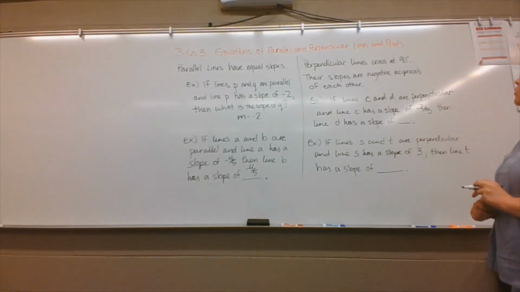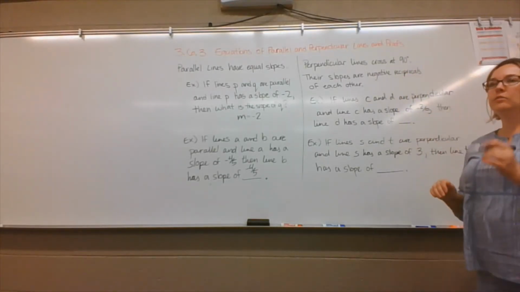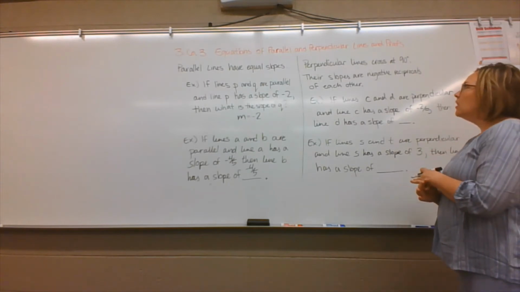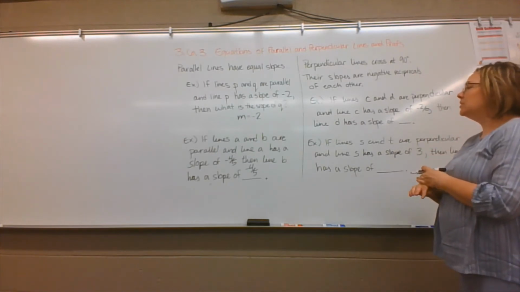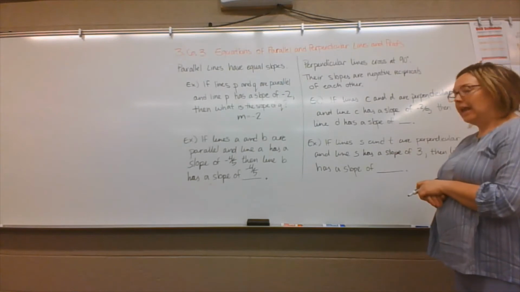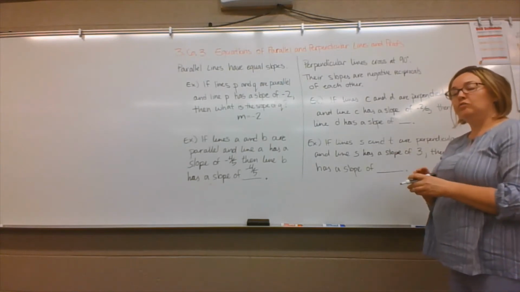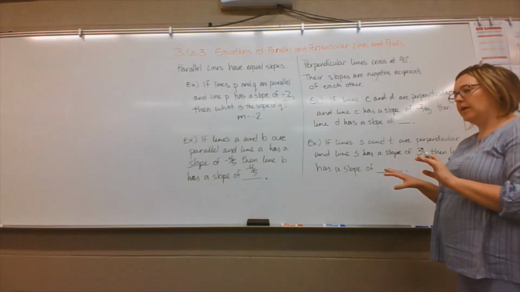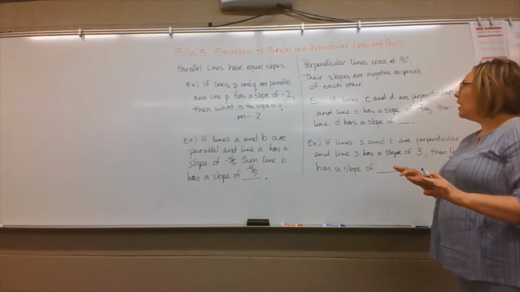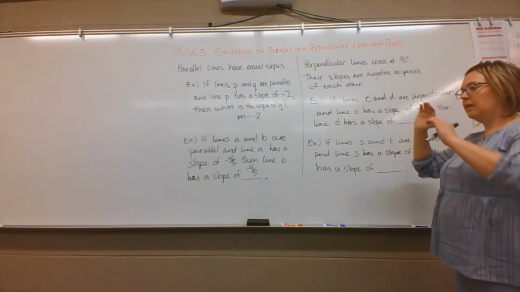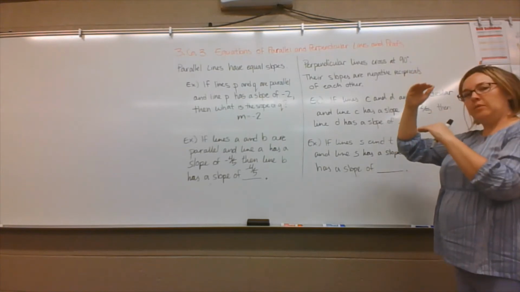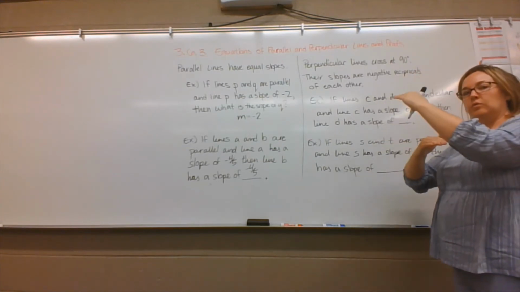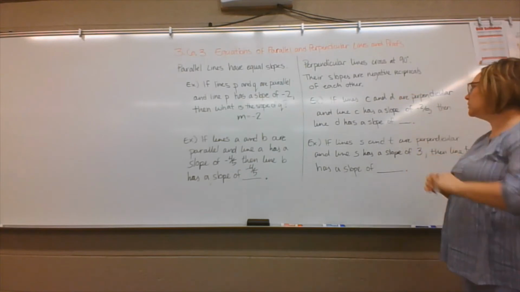Perpendicular lines cross at 90 degrees. In other words, they cross at right angles. So their slopes are negative reciprocals of each other. Negative meaning that we are going to change the sign. So they will have opposite signs. One will be positive, one will be negative. And the reciprocals say that the numerators and denominators of the slope are going to swap. They are going to reciprocate.